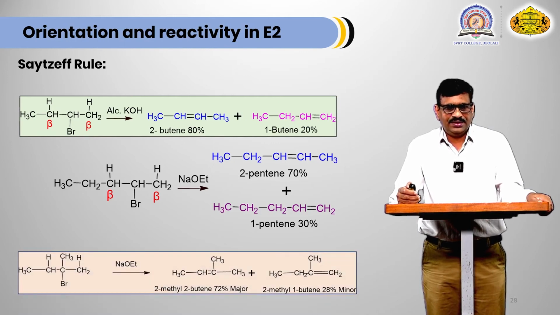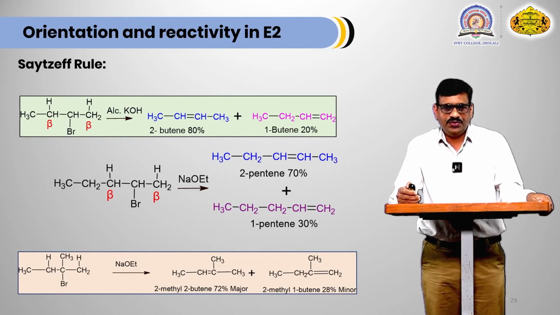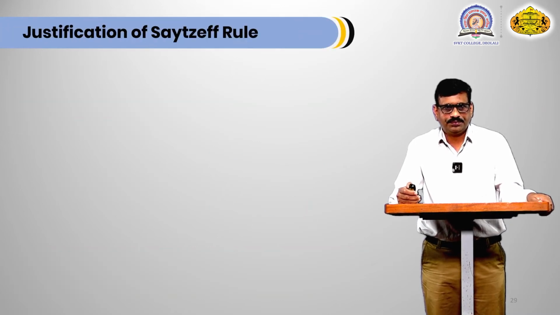And this is a third example. In this case also 2-methyl-2-butene is obtained as the major product. 72% yield is obtained because it is a tri-substituted alkene, and the second product is a di-substituted alkene. It is obtained in 28%.